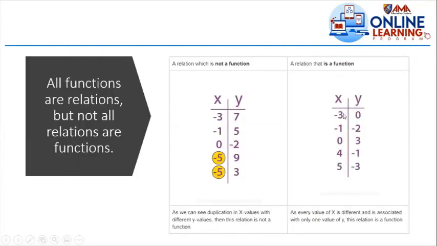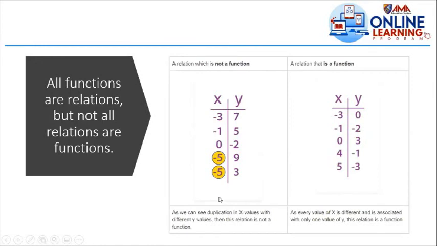Okay, so how can we identify a function and a relation? Okay, so here, this is a relation which is not a function. Okay, so bakit kaya? So as what you can see on the table, we can see duplication in x values with different y values. Then this relation is not a function because of this -5. Okay, kasi si -5 dito, kumbaga, kung sa magjowa pa yan, nag 2 times si -5. Okay, so we have 9, nag-connect siya kay 9 at saka kay 3. So this is not a function, but this is just a relation.